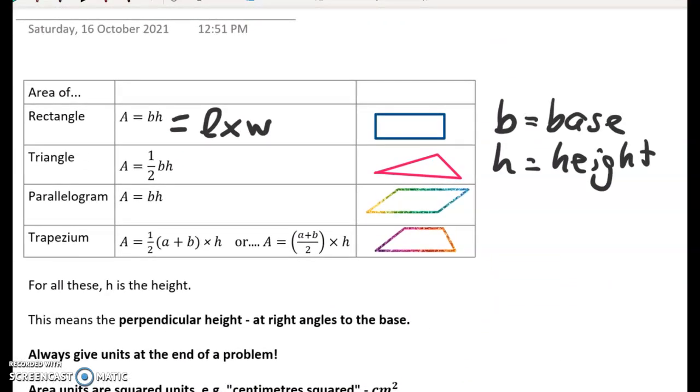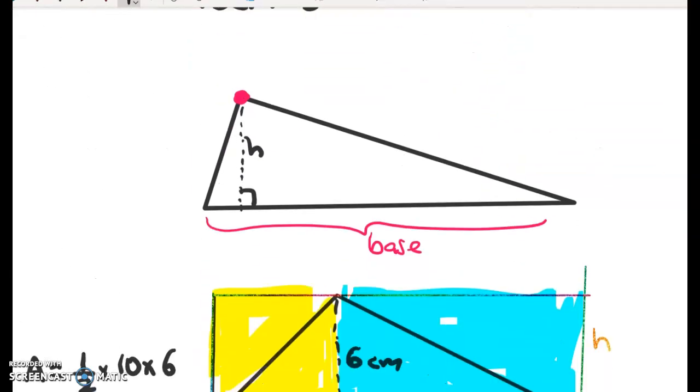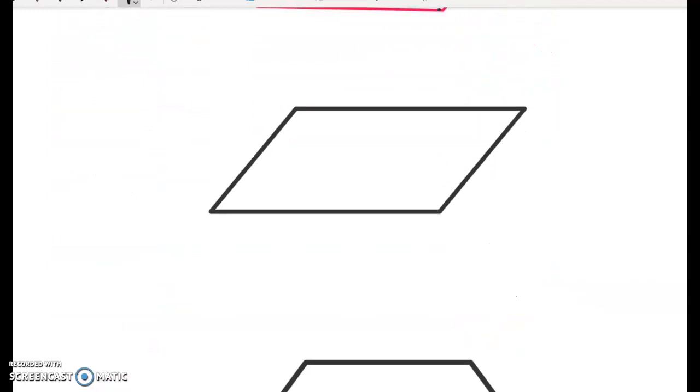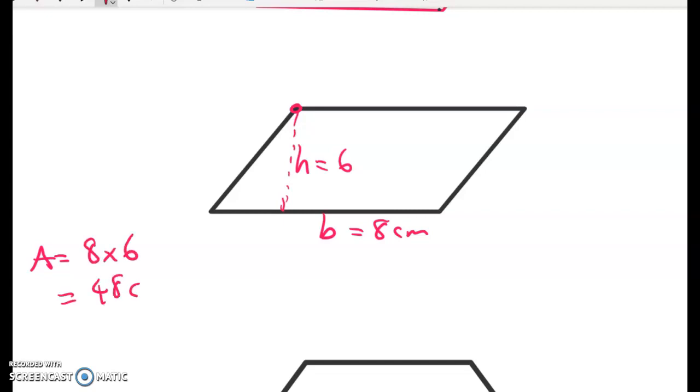Well, the parallelogram is really, really easy as long as we remember the same thing with the height. Here's my parallelogram. The height has to go from here down to here. That's my height, and this is my base. So if the base is 8 and the height is 6, the area of the parallelogram is simply 8 times 6, which is 48 centimeters squared.